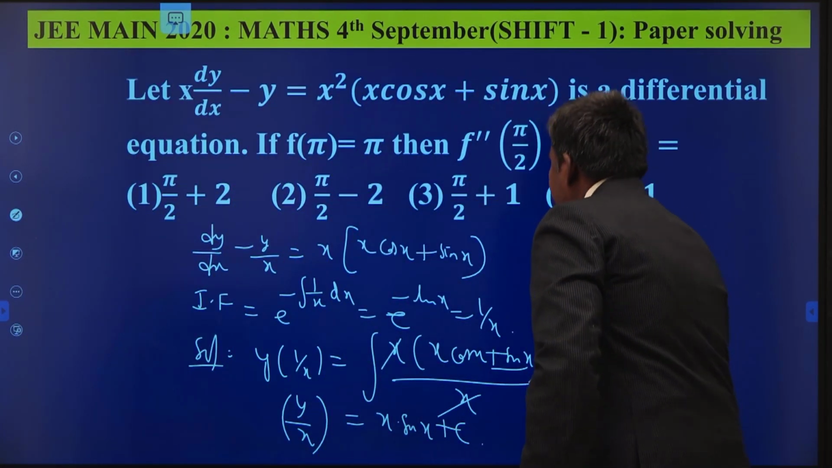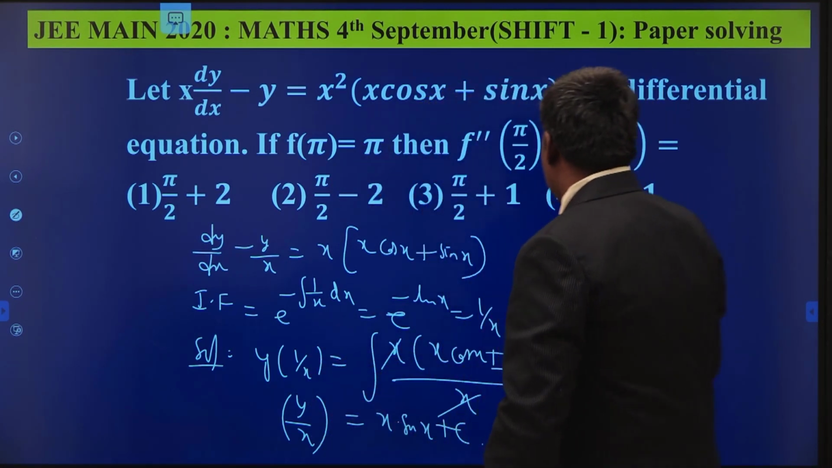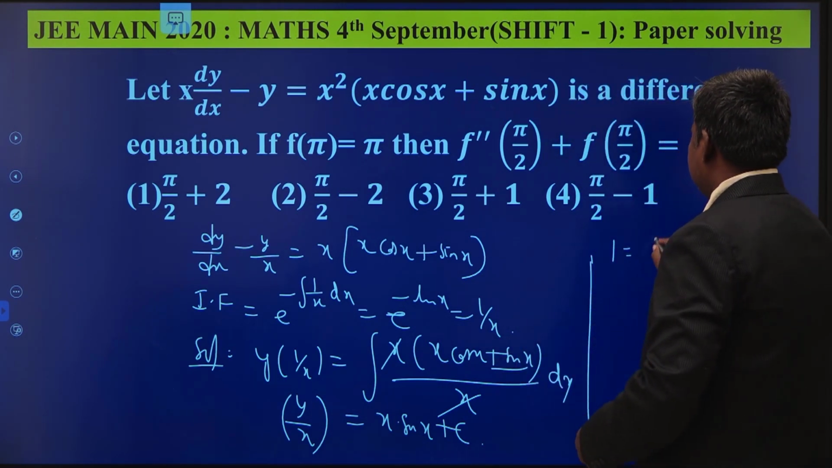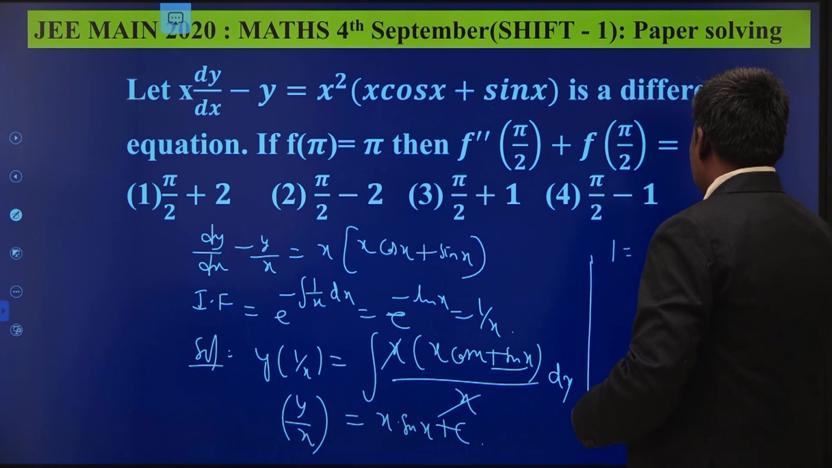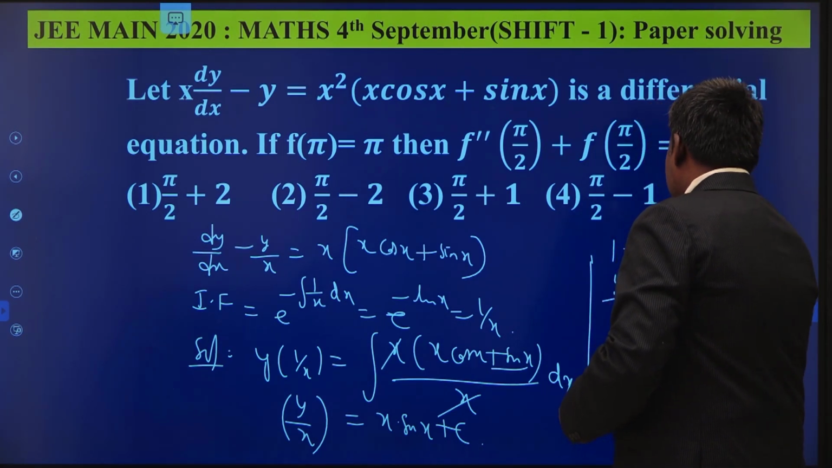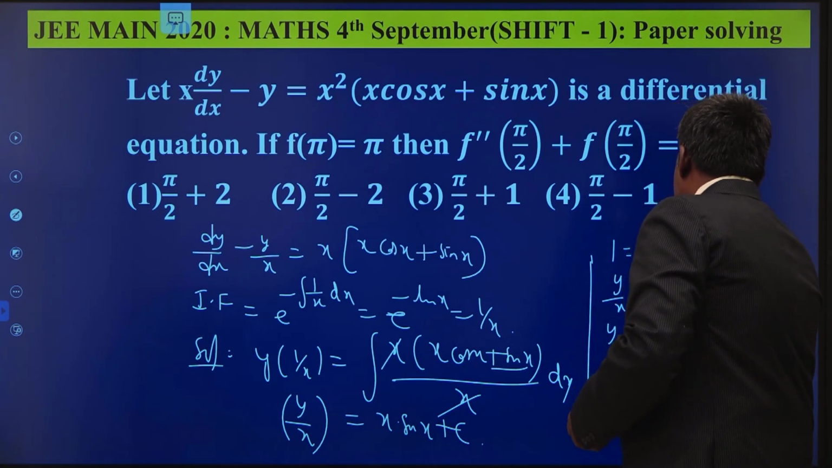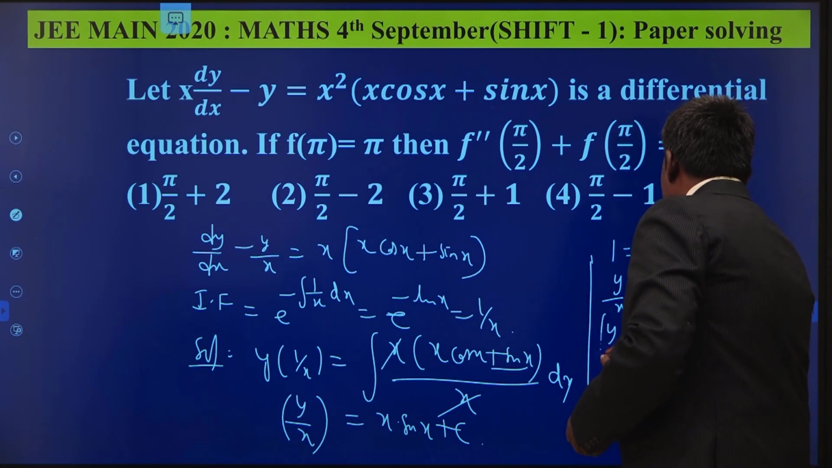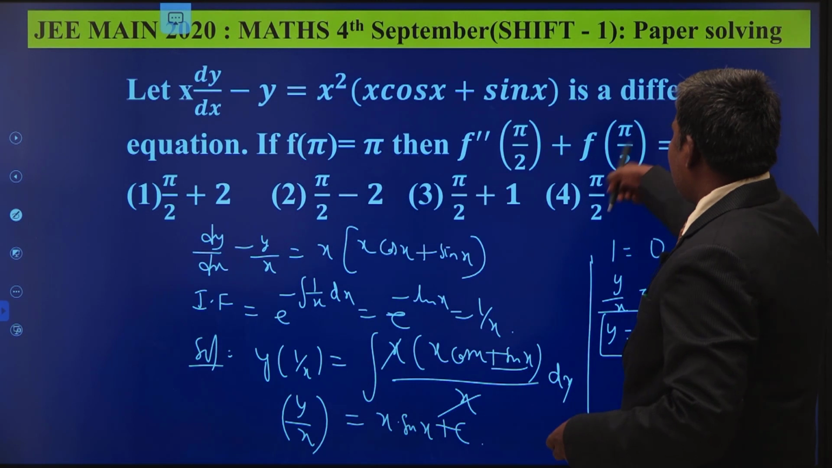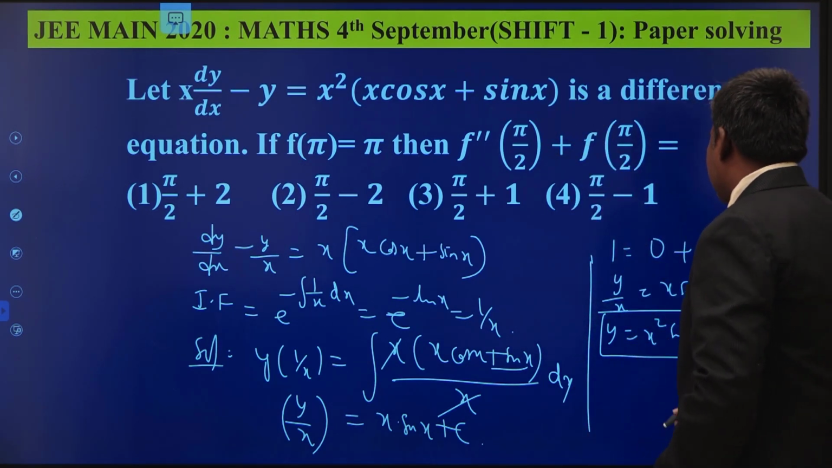What is given to you? They are given f of pi is equal to pi, that is y is equal to pi when x equals pi. Substitute here, 1 is equal to x into sin x, sin pi is 0, plus c. Your c is 1. Therefore, y by x is equal to x sin x plus 1. That means y is equal to x square sin x plus x. This is your y value. After getting the y value, that is f of x, you can find f double dash x and substitute pi by 2. F of pi by 2, you get the required answer.